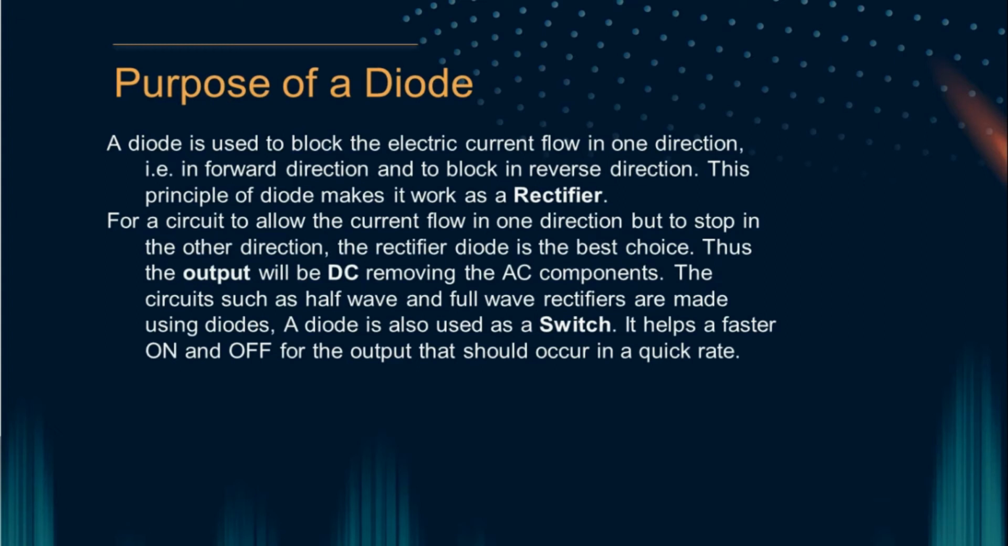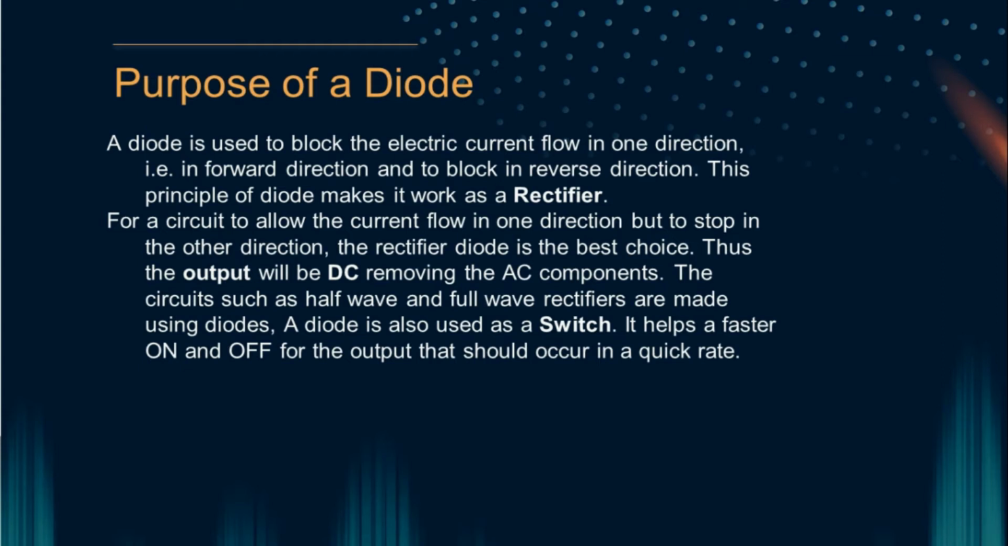Purpose of a diode. A diode is used to allow electric current flow in one direction, the forward direction, and to block it in the reverse direction. This principle makes it work as a rectifier for a circuit, to allow the current to flow in one direction but stop in the other direction.